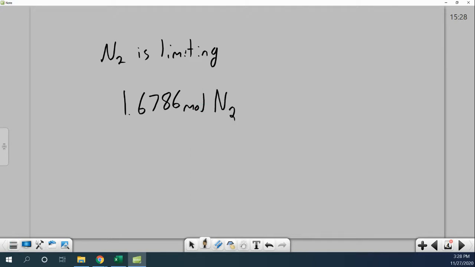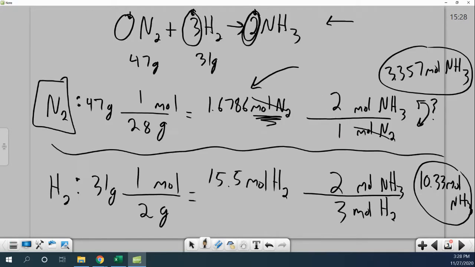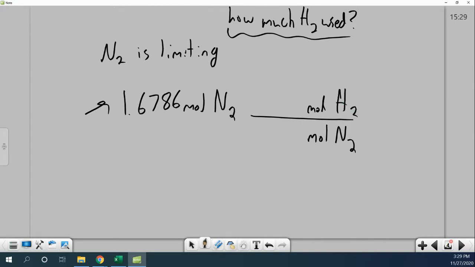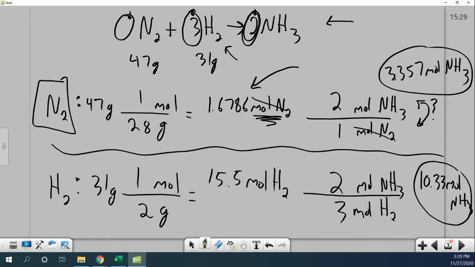If I had 1.6786 moles of nitrogen, again, you can use the have over want formula if you want to convert it, or you can use your unit analysis. How do I change moles of nitrogen into moles of, what am I trying to find now? Well, I want to find how much hydrogen I've used up. So I'm just going to title this, how much hydrogen used. Well, I know that I'm using this much nitrogen. I'm using it all. So how much hydrogen did I use? What's the relationship between moles of nitrogen and moles of hydrogen?